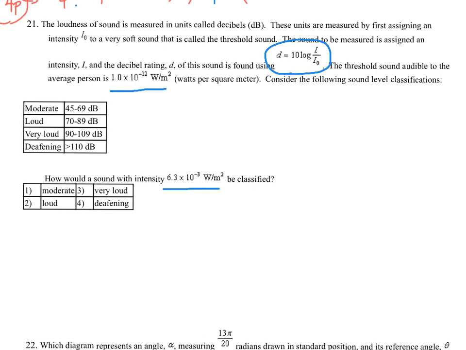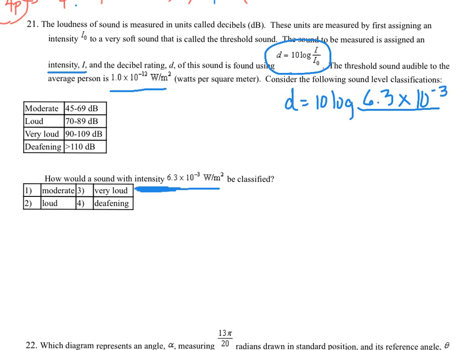Okay, but I'm going to try to explain it as I go along here. So again, I'm going to use that equation that I circled, D equals 10 log. Now I'm putting in I. Remember, I stands for the intensity, and down here it says intensity, right there. So I'm going to replace that I with 6.3 times 10 to the negative third power.